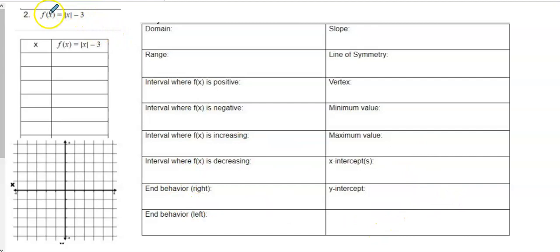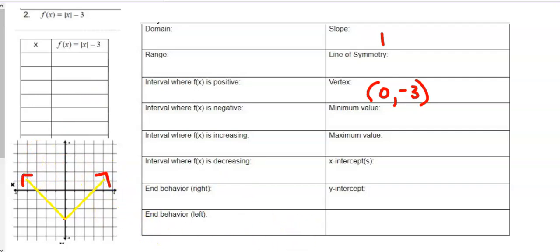So let's look at this equation first. The equation is absolute value of x minus 3. So we know that our vertex, and we put vertex over here, is at 0, negative 3. And then we can mark that 0, negative 3. The slope is 1, and it opens up. So we go ahead and sketch it as well. That's close enough. Something like that.